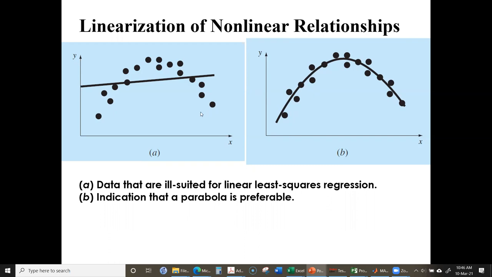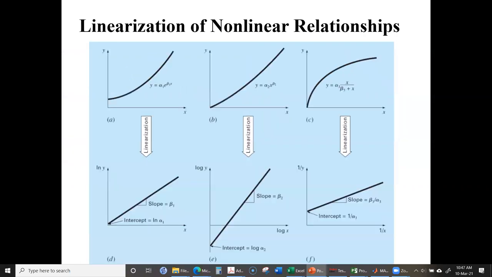However, there is still a way that we can represent this data in the linear format. And that is called the linearization of the non-linear relationship. Okay, linearization of the non-linear relationship. And this linearization is obtained by some ways, and these ways use the logarithmic curves.